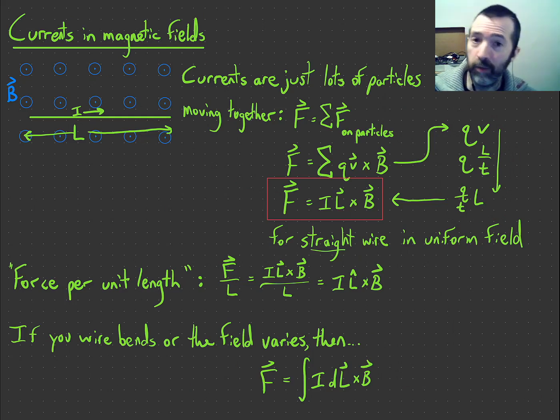You break the wire up into infinitely many parts. Then for an infinitesimal part of wire, the field there is uniform because you're looking at such a small piece. And so you just calculate all the forces and add them together.